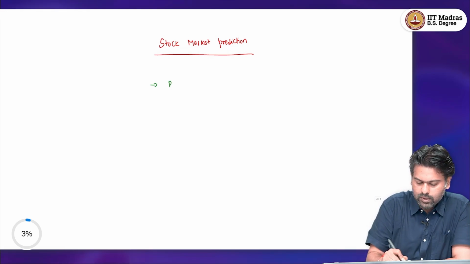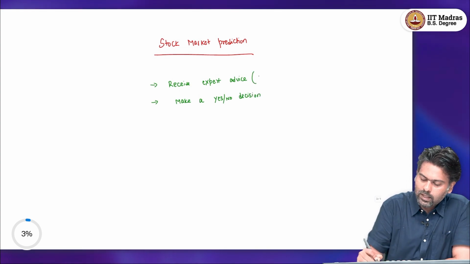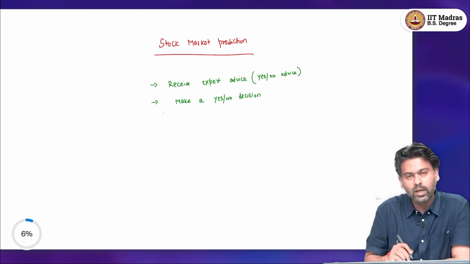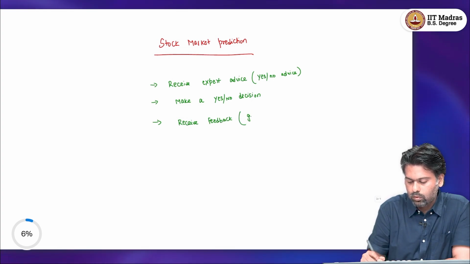So let me write the steps. So every morning, receive expert advice, make a decision, make a yes or no decision. Well, what is expert advice? Yes or no advice, right? So every expert is saying whether you should invest or not in that stock, and then you make a yes or no decision, and then the third part is receive feedback. Feedback is good or bad, right?